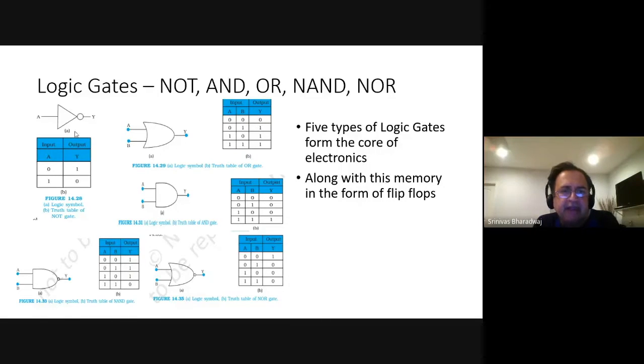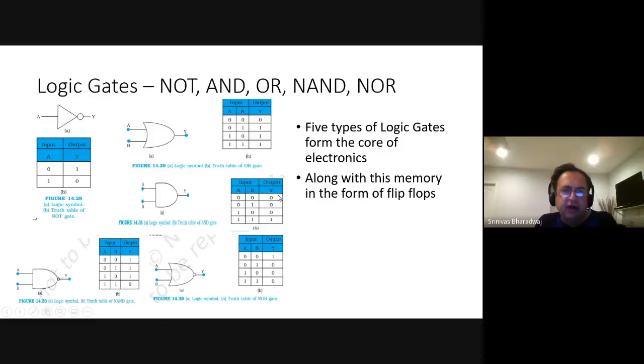Now, in the AND gate, both A and B have to be one for the resultant to be one. If even one of them is zero, the resultant is zero. It's like when you have a veto vote. If one of them says no, it's a no. You need both of them to say yes for it to be a yes. So this is an AND gate. Finally, there are two other gates called NAND gates and NOR gates. A NAND gate is an AND gate followed by a NOT gate.